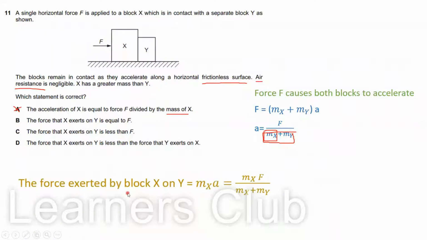The force exerted by block X on Y is mass of Y, that is the one on which the force is being exerted, times acceleration. So acceleration, we have already got this value, F over the sum of the masses. As you can see, the numerator is smaller than the denominator. This is obviously less than the force, which shows that the force exerted by X on Y is not equal to F. So this answer is wrong.